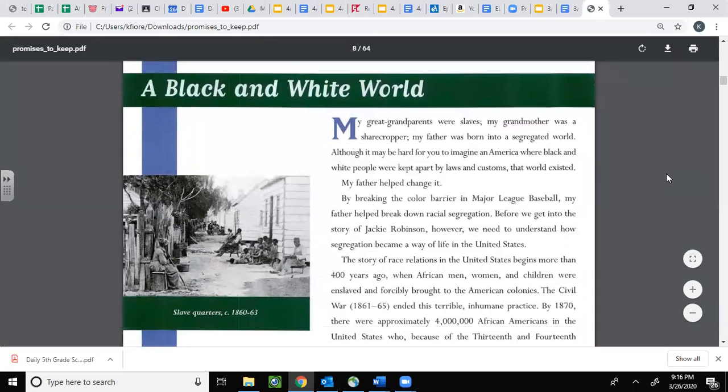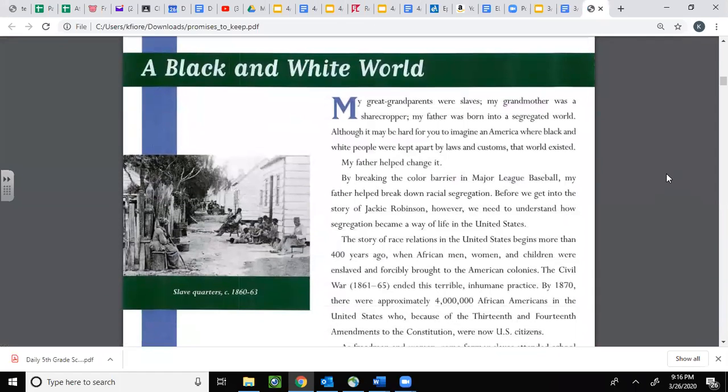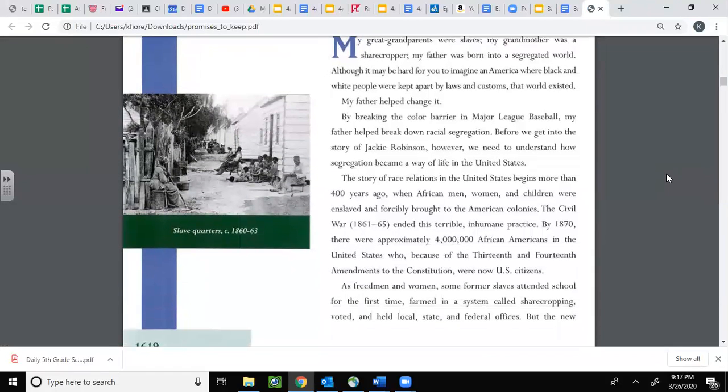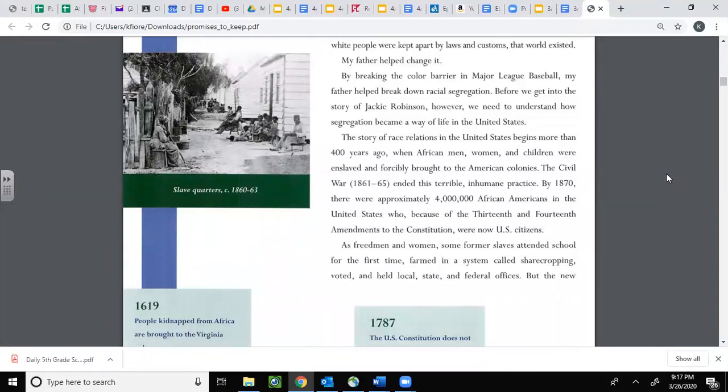So this section is called A Black and White World. My great-grandparents were slaves. My grandmother was a sharecropper. My father was born into a segregated world. Although it may be hard for you to imagine an America where black and white people were kept apart by laws and customs, that world existed. My father helped change it. By breaking the color barrier in Major League Baseball, my father helped break down racial segregation. Before we get into the story of Jackie Robinson, however, we need to understand how segregation became a way of life in the United States.